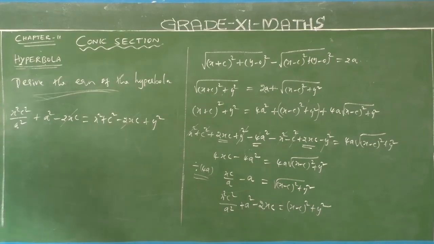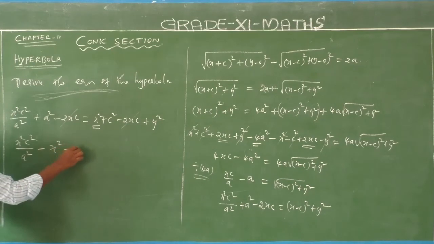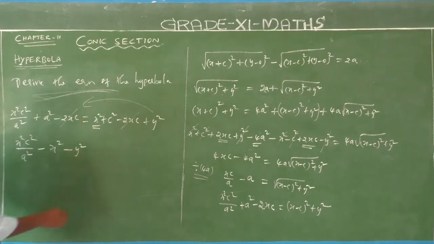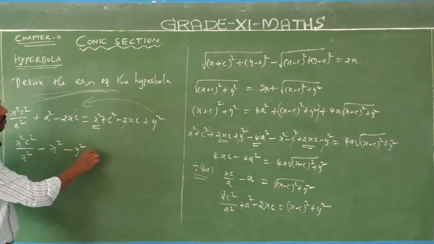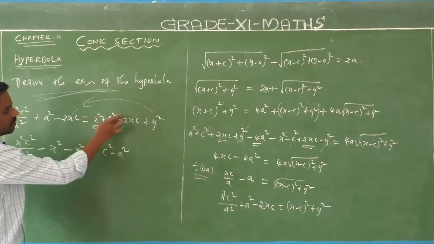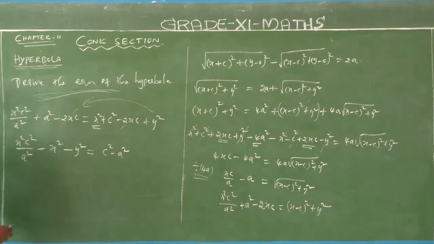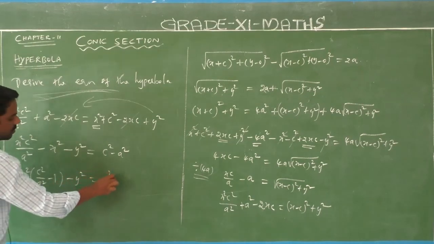Okay, right. So x squared c squared by a squared minus x squared. Here x squared is on the right, so change to the left-hand side, so minus x squared, and plus y squared changed from right to left is minus y squared, is equal to plus a squared, you convert to minus, so c squared minus a squared. Here also c squared is plus, here plus a squared converted to minus a squared, so c squared minus a squared. Right, here x squared term is x squared of (c squared by a squared minus 1) minus y squared is equal to c squared minus a squared.